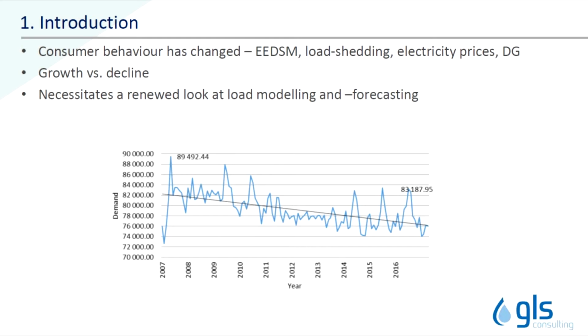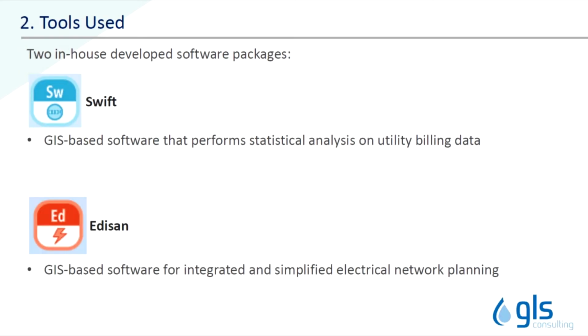So the two tools that we are using are in-house developed software packages. The first one is called Swift. It is GIS-based software that performs statistical analysis on utility billing data. And then Edison, which is also GIS-based software, but this one is for integrated and simplified electrical network planning.